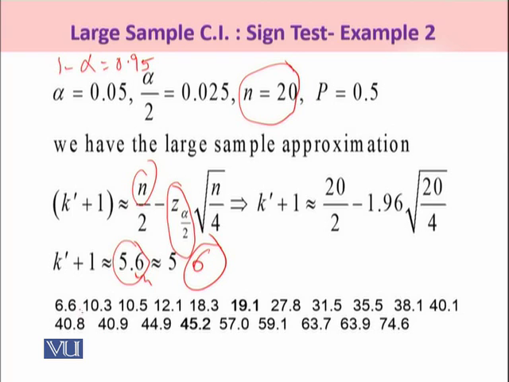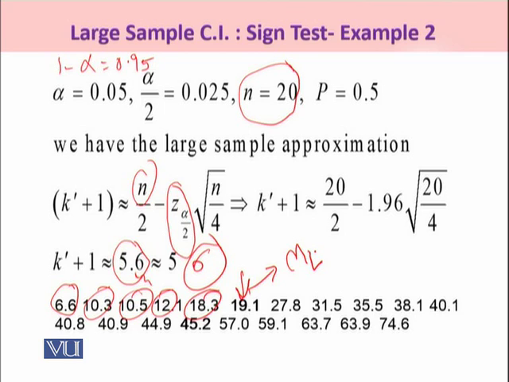So students, counting the values, number 1, number 2, number 3, number 4, number 5, number 6. So this is the value which is the lower limit. We can write it as ML. ML stands for the lower value of the confidence interval about the median. So students, we have found ML, that is the lower limit of the confidence interval.